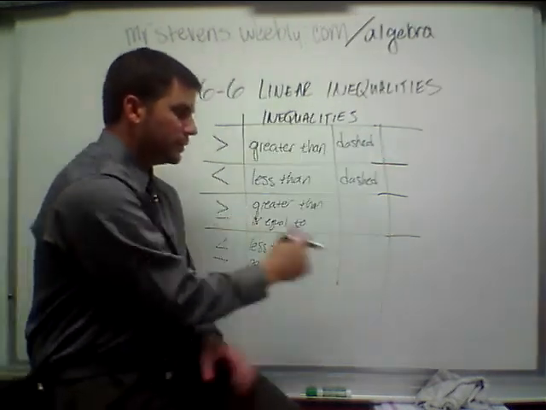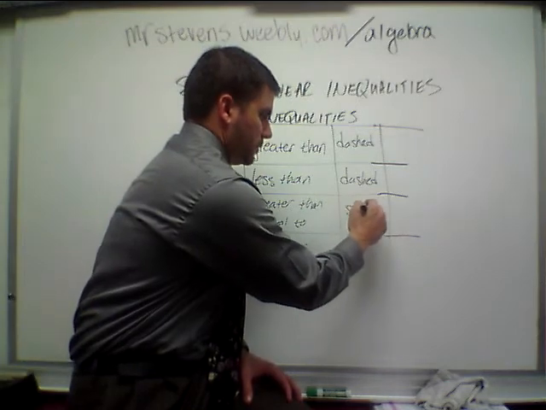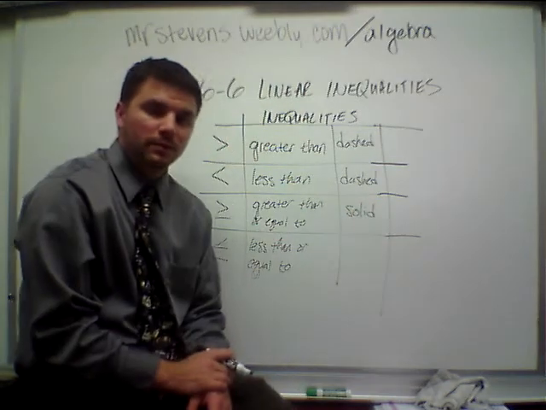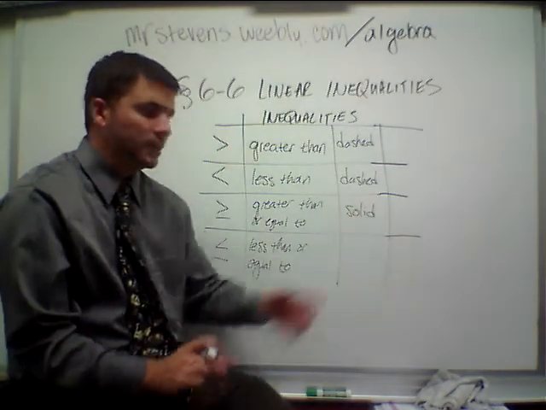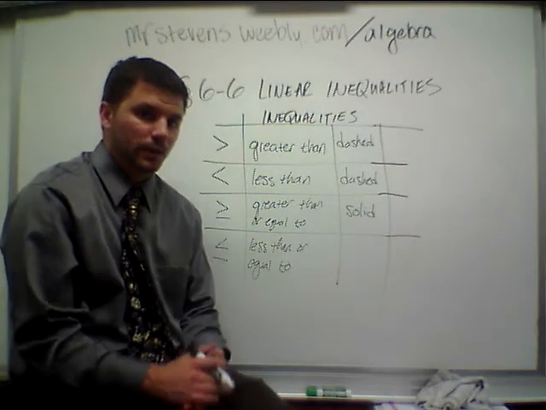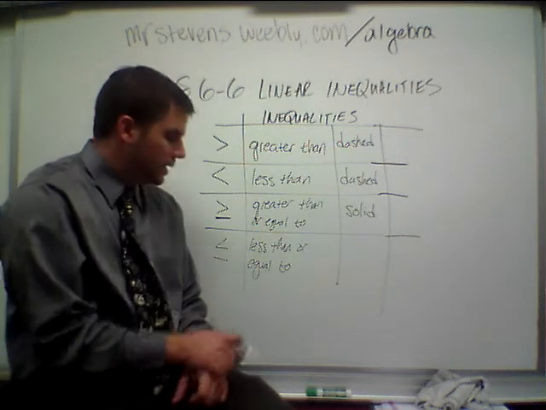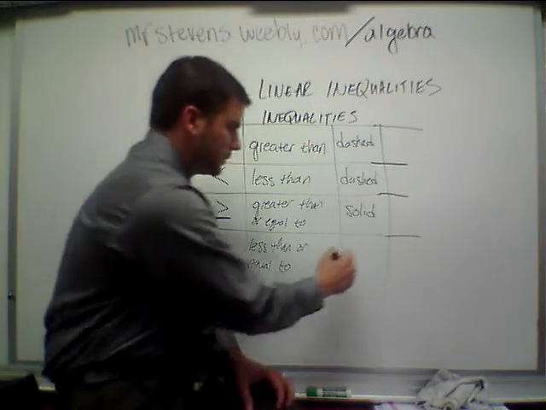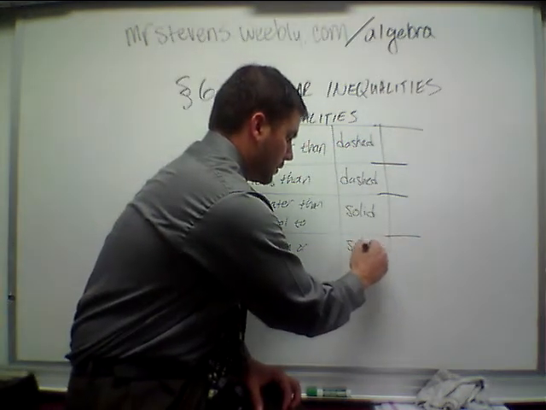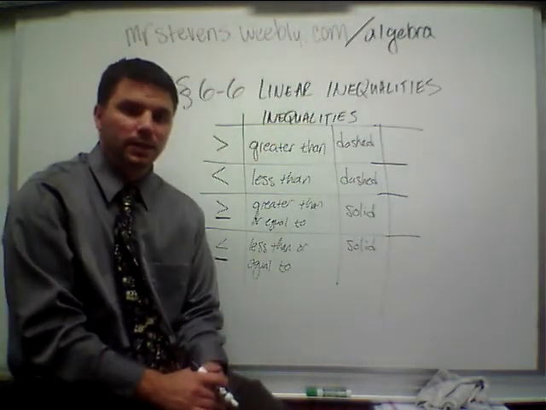Greater than or equal to, kind of like the problems that we've been solving already, it can be a solid line. It can include that number, that whole equal to part. Same thing with less than or equal to. It can also be on that line, therefore making it a solid line.